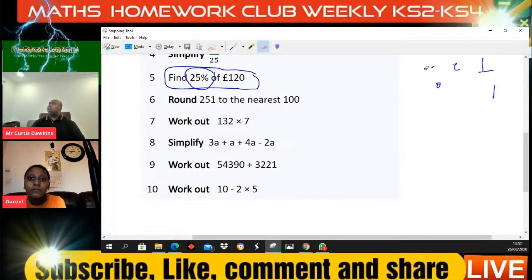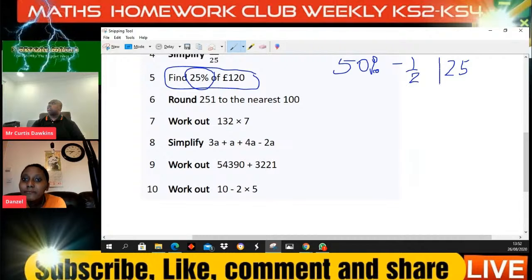So here we're going to use it. 50% is a half, yes? 25% is a quarter, right? Now, to work out 25% of anything, let's just try another number. You're going to half and half again. So let's do 25% of 80.